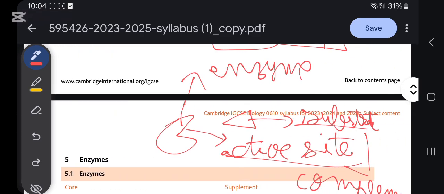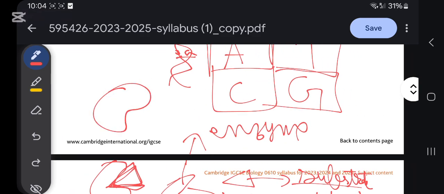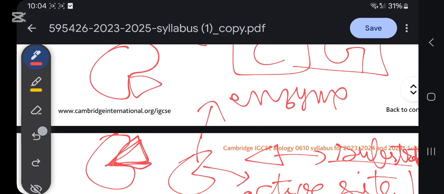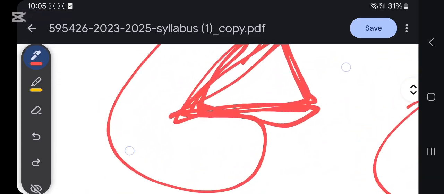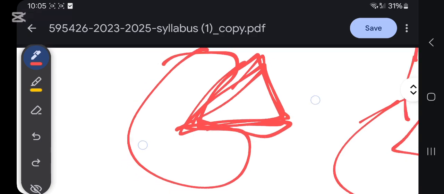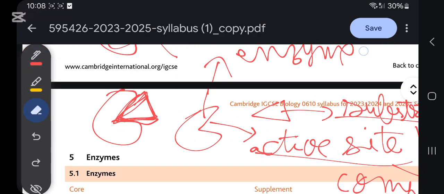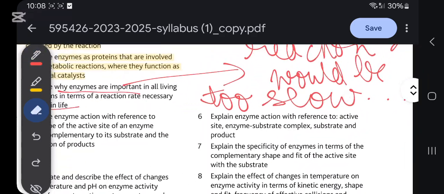So you can see here, this one is going to fit over here, and they're complementary because they have the same shape. If the shape of the enzyme was like this, the triangle is not going to fit here, so this enzyme will not work for the substrate. So an enzyme is specific for a specific substrate. When the substrate binds to the enzyme, this is called the enzyme substrate complex. You should know that.